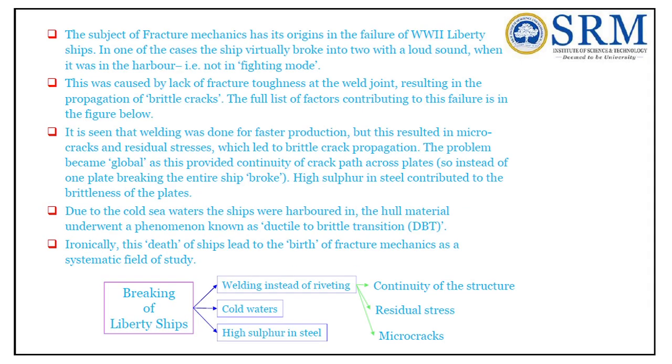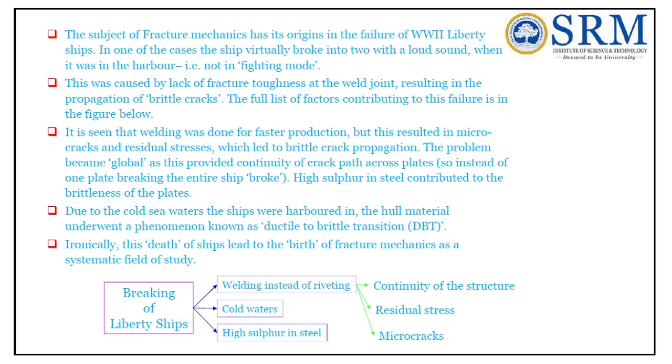The subject of fracture mechanics has its origin in the failure of World War II Liberty ships. In one of the cases, the ship virtually broke into two with a loud sound when it was in the harbor, that is, not in the fighting mode. This was caused by lack of fracture toughness at the weld joint, resulting in the propagation of brittle cracks. So the breaking of the Liberty ship gave scientists the impetus for the study of fracture mechanics.